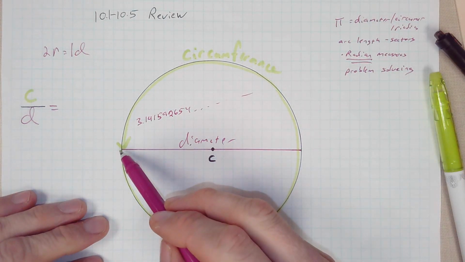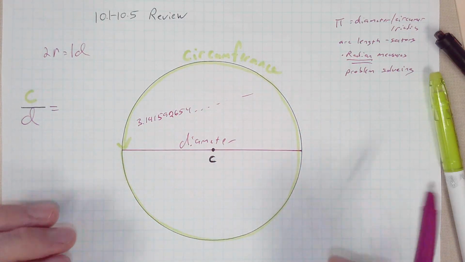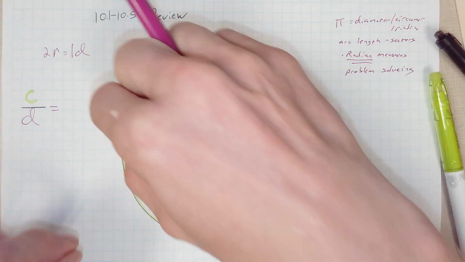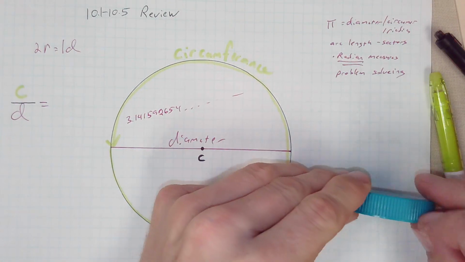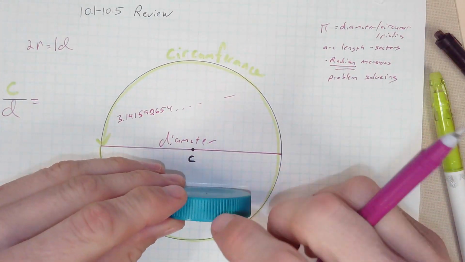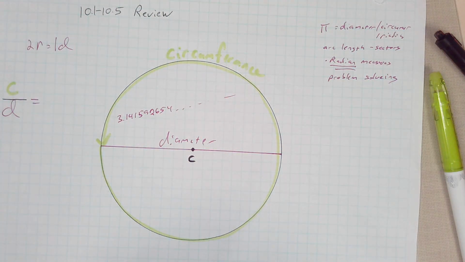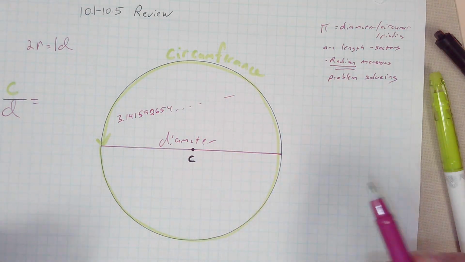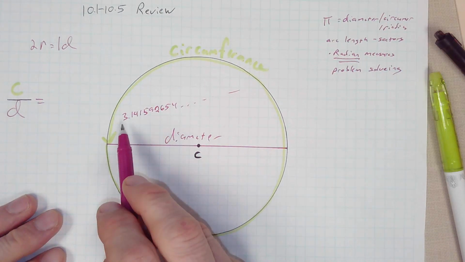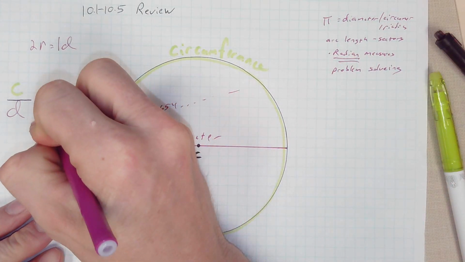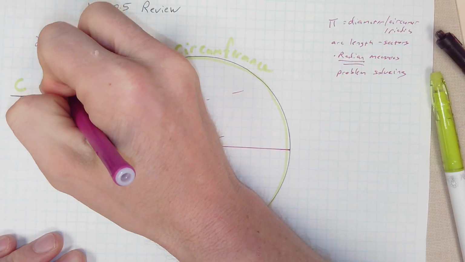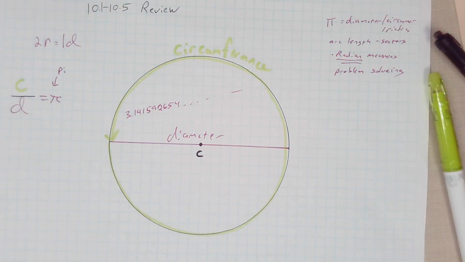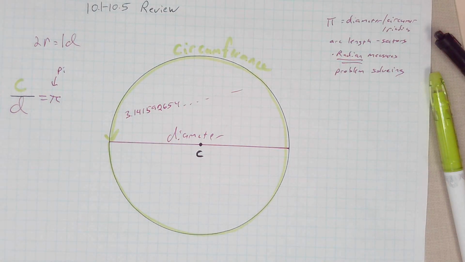If you figured out the length of the circumference, like you measured it with a string, or you rolled it along a ruler from this point to this point, and then you measured the diameter and divided the circumference by the diameter, it would always equal that number, and that number is represented by the Greek letter pi, spelled P-I.